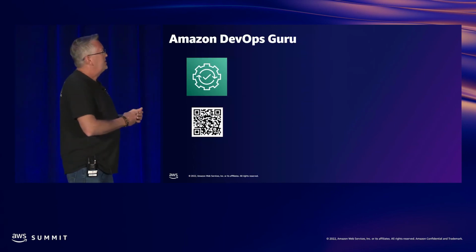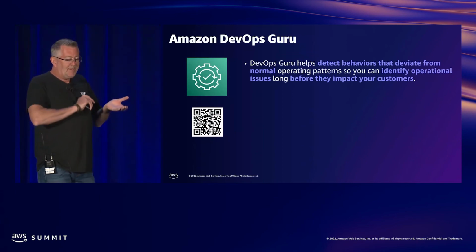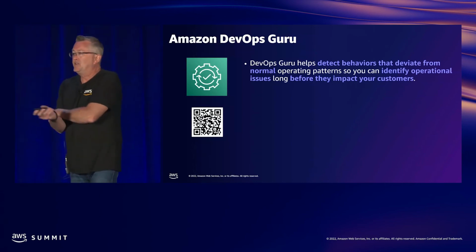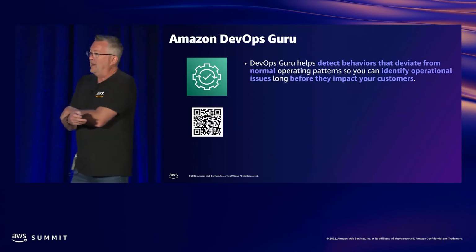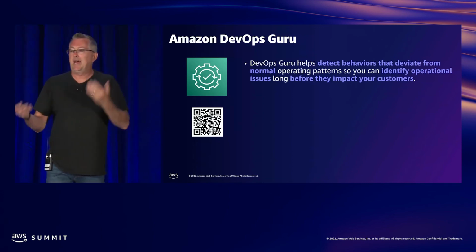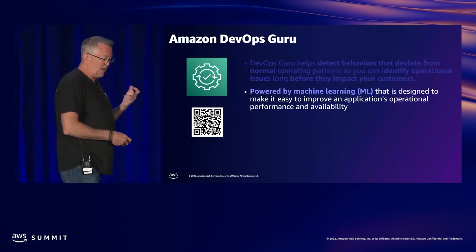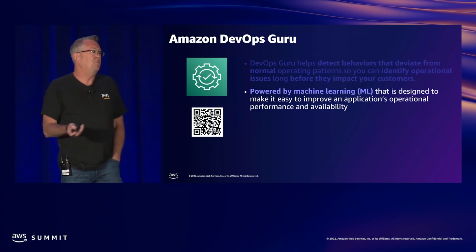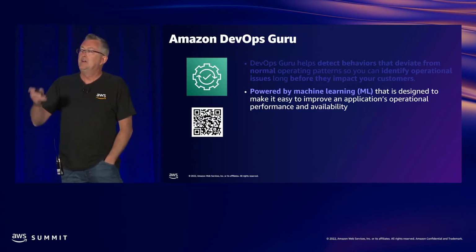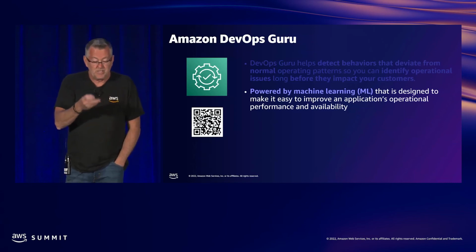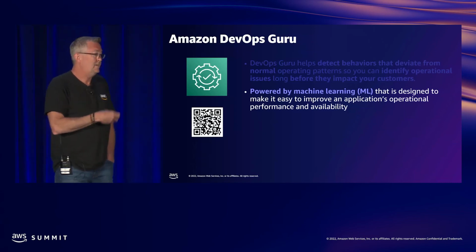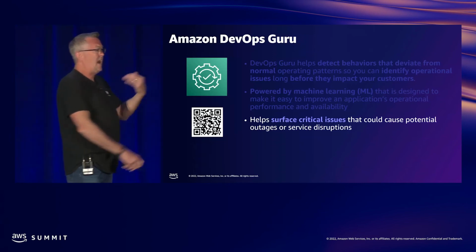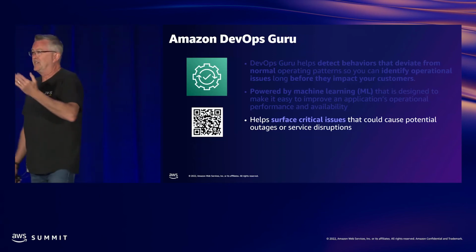So let's talk a little bit about DevOps Guru. So DevOps Guru, again, helps you detect those behaviors that deviate from normal. And so you can identify those operational issues before they transpire. Again, machine learning tool. And it's one of those things that you can add to your tool set on AWS. And again, powered by machine learning. And it's designed to make it easy to improve an application's operational performance and availability. Again, the goal here is that you want to have a great experience for your customers using your applications. And understanding what's happening fully end-to-end is going to help you be better at that. So it does help you surface critical issues that potentially could cause outages or service disruptions or things that mean that your customers can't access it.